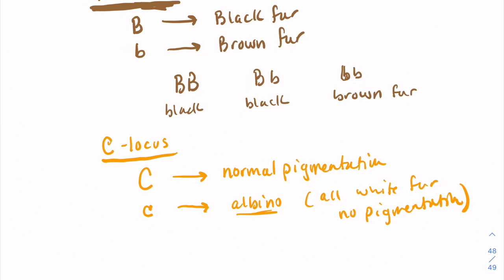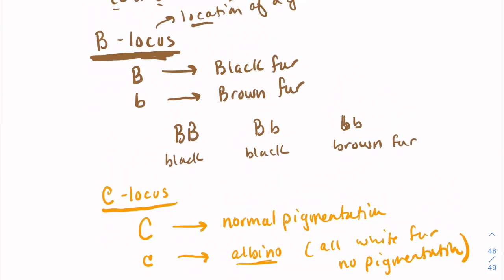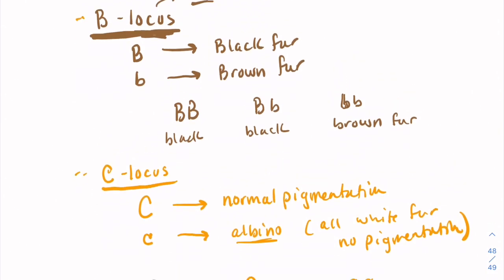All right, so whatever. If a cat has two dominant alleles, it has normal pigment, right? If a cat is heterozygous at the C locus, they will still have normal pigment. But if a cat has two recessive C alleles, they will be an albino. So let's put together the B locus and the C locus.